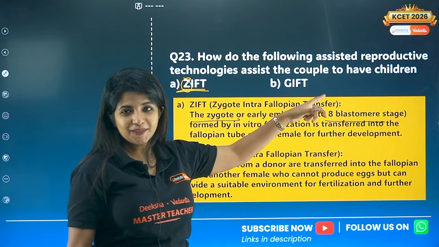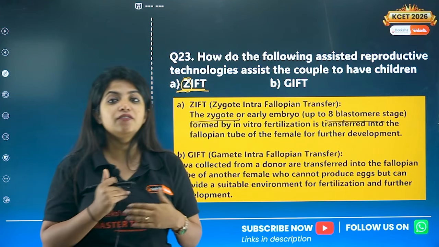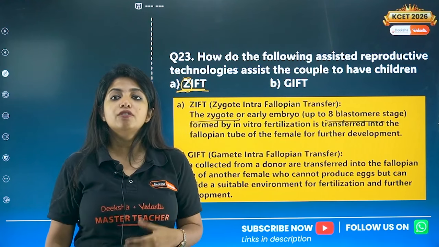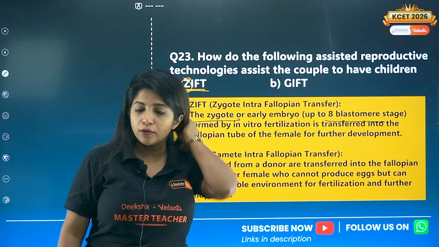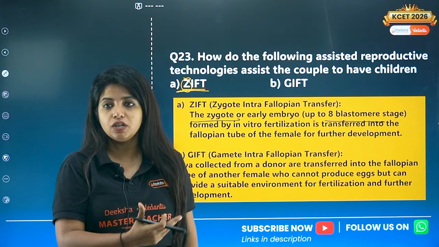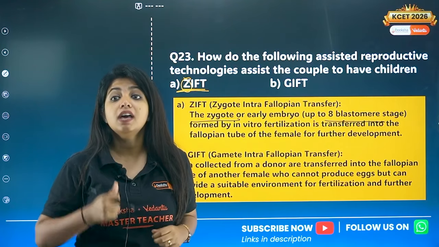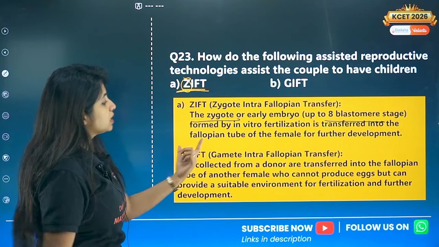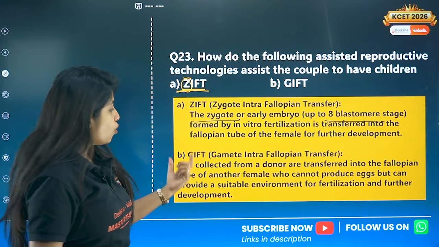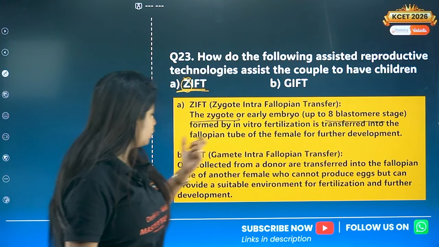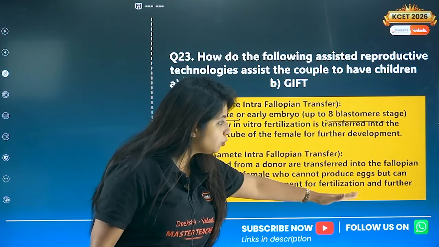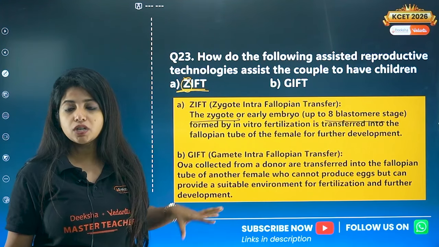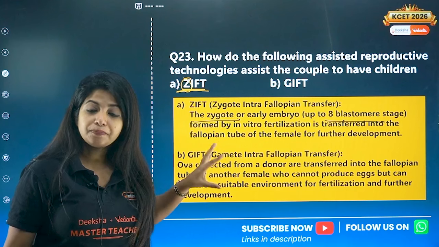Now, GIFT is there. What is GIFT? Where a female is gifting another female a gamete. Maybe because that female is not able to produce a gamete by herself. So, she is not able to produce her own ova, my dear children, or there might be some problems with the ova, which is why the gamete is transferred inside the fallopian tube. This is known as gamete intrafallopian transfer. Ova collected from a donor are transferred into the fallopian tube of another female who cannot produce eggs but can provide a suitable environment for what? Fertilization and further development. That is known as GIFT.